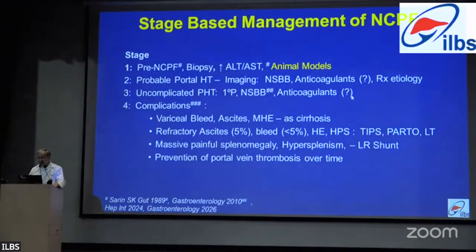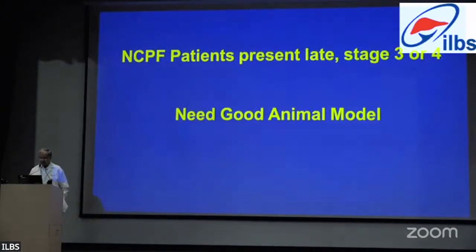And we do not know the role of anticoagulants. Now, stage 4, those portal hypertension and complications where varicose bleed, ascites, MHE, refractory ascites, massive bleed, and prevention of portal vein thrombosis are our aims. We can do for treatment of hypersplenism, lienorenal shunt, but prophylactic shunts have not been found to be useful. For refractory ascites, which occurs in about 5% of non-cirrhotic, we have to find out different options. And these could include TIPS, PARTO, or maybe even liver transplant. We do not have enough data for this.